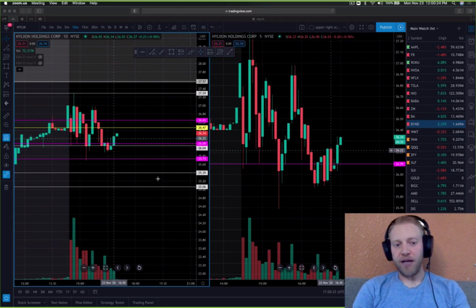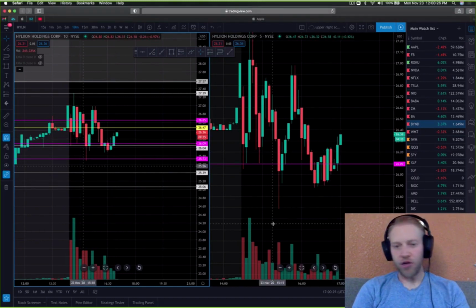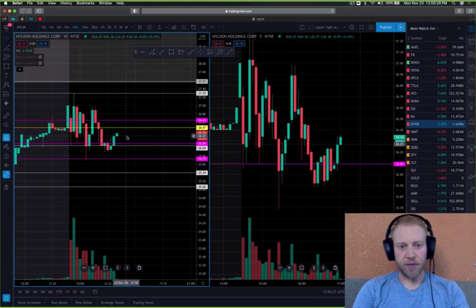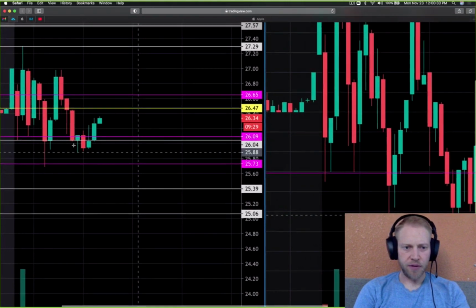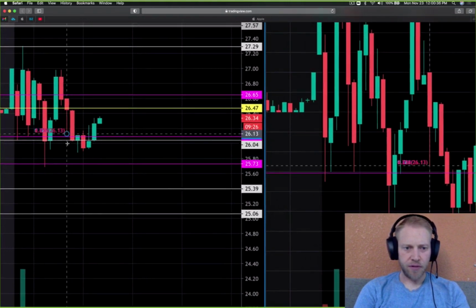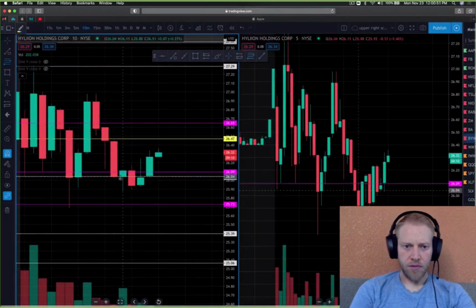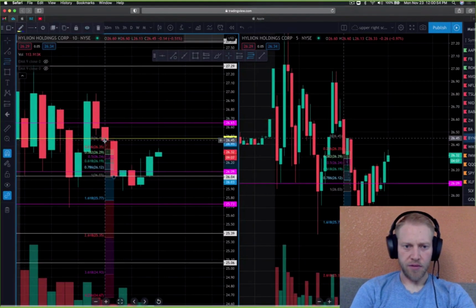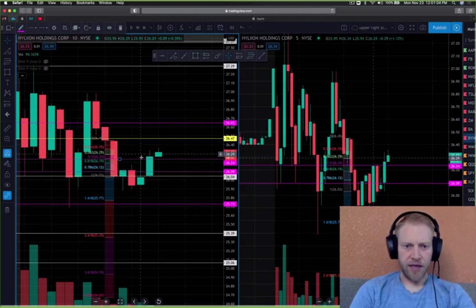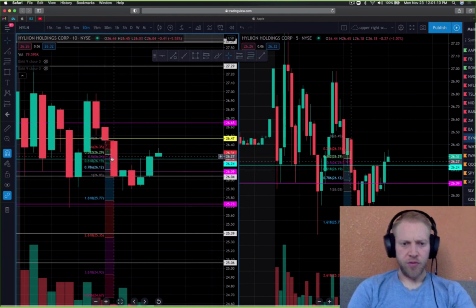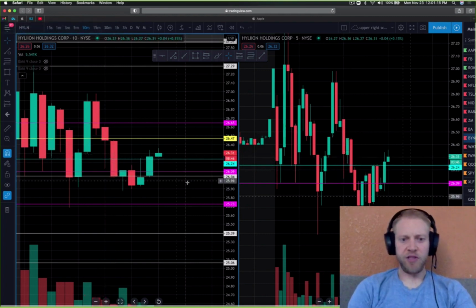We didn't close above, if I'm not mistaken. We did not close above the 50%. Probably. Just to make sure, let's blow this up. Make that any color besides what it is. We got a lot of pink lines. Let's go. So we did close above. So this is pretty bullish.